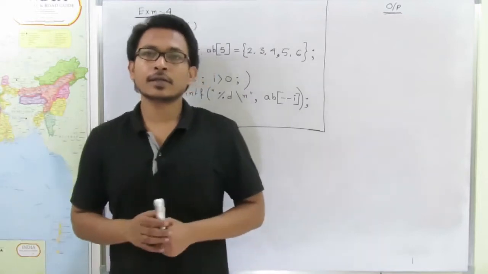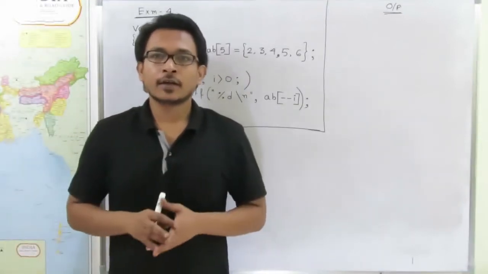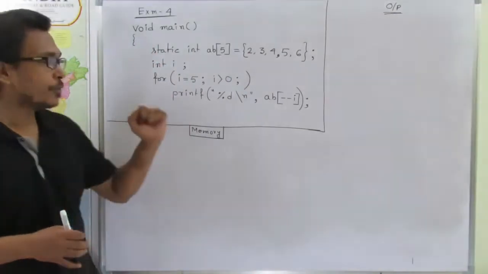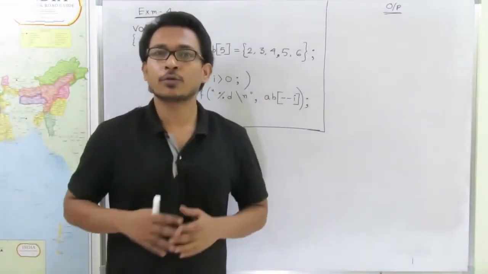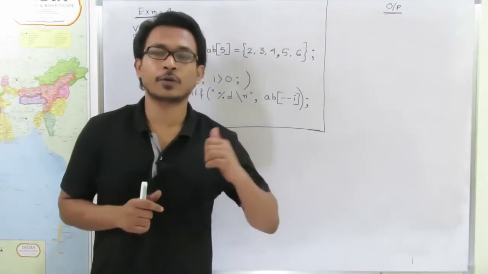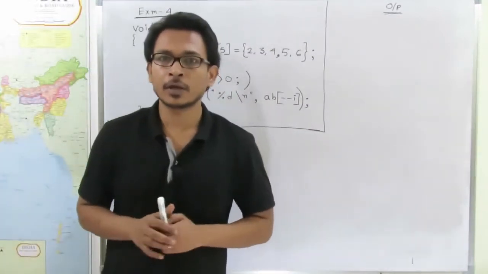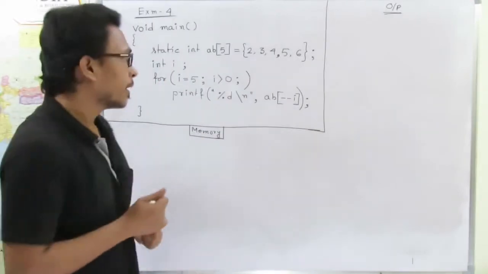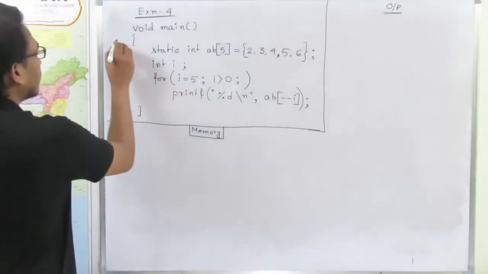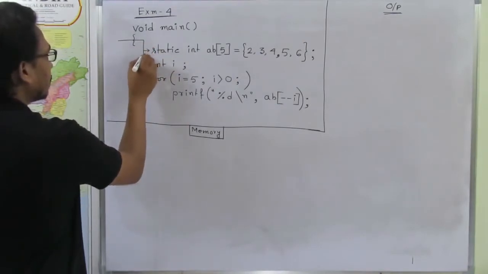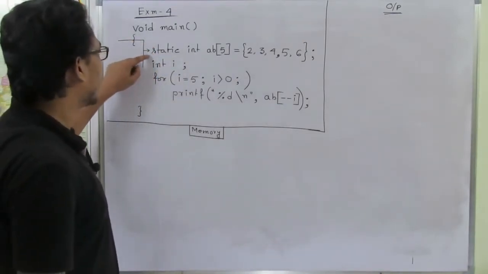Hello everyone, this is another example of array. Now in this example a code segment is given and we need to execute the code and find the result that this program will produce after execution of this particular program. So let's start. Now this is our main function and control starts execution of this program from this particular statement.